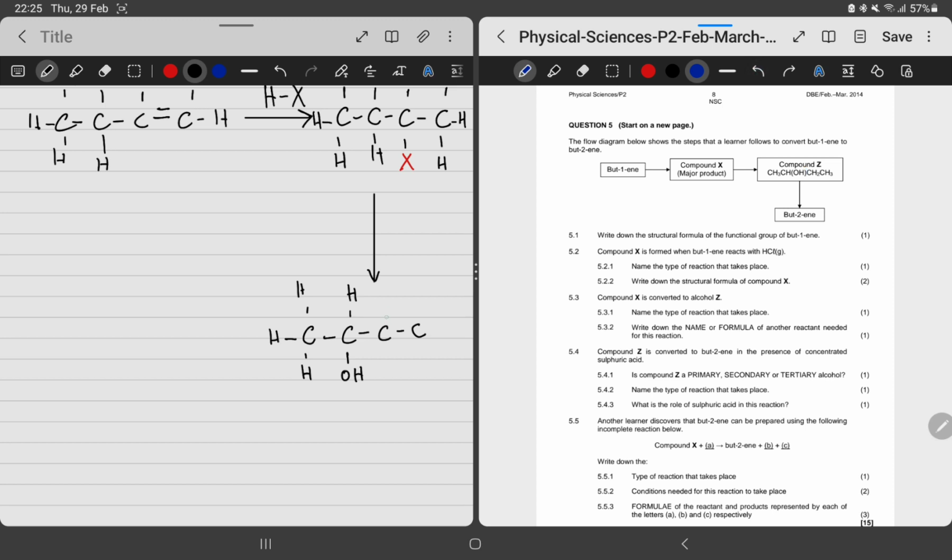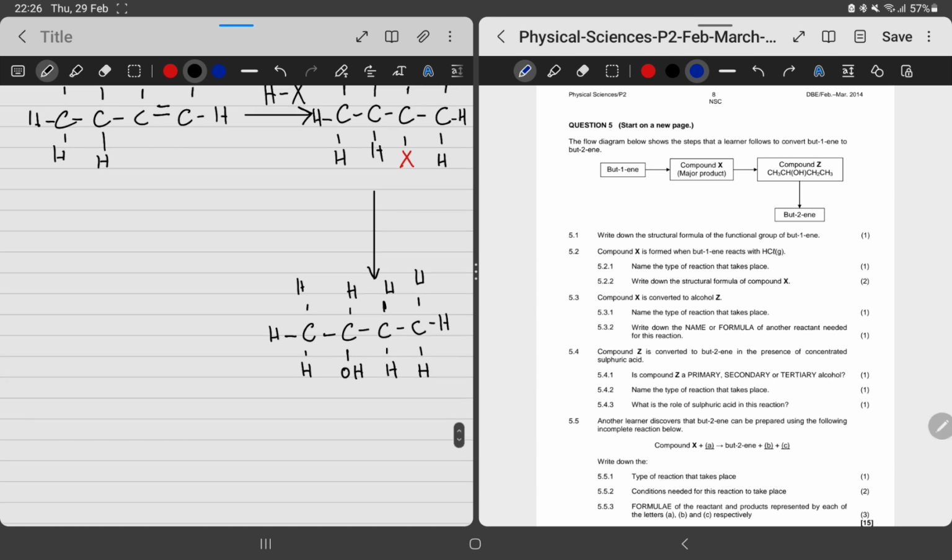Okay. And then the third carbon has 2 hydrogens. And then the last one has 3 hydrogens. Okay. And then when you move from a haloalkane to an alcohol, this is hydrolysis. We call this reaction hydrolysis, and it is a substitution reaction. You can see that we are substituting the halogen for an OH to form an alcohol. So we are substituting. Okay.